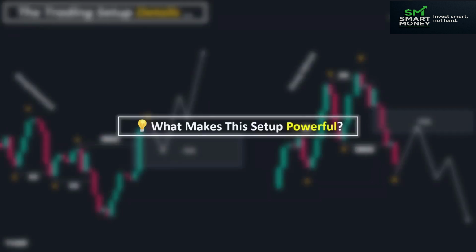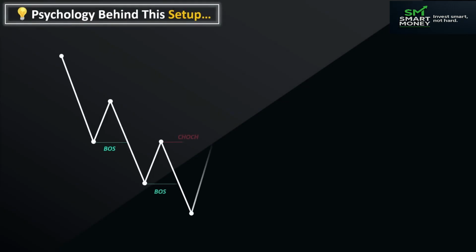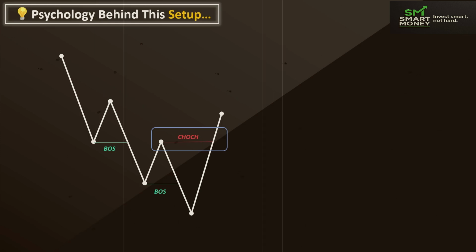Now you might ask, what makes this setup so powerful? The psychology behind it is simple, yet incredibly effective. The first key element that gives this setup its strength is when price breaks a protected high or low for the very first time during a strong trend. This signals that the dominant side, whether buyers or sellers, is losing control, and the market is preparing for a potential shift in direction.